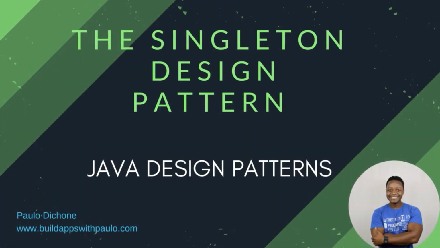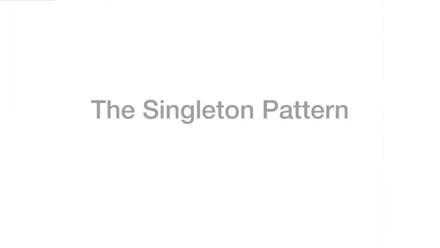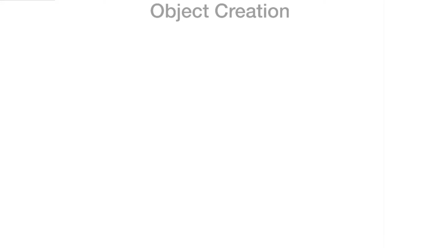Now let's go ahead and take a look at the Singleton pattern. To understand this, let's go back to the basics of creating objects in Java. When we want to create objects in Java, what do we use? We use the new keyword. So in this case, if we wanted to create a Cheeseburger object, we would say Cheeseburger is equal to new Cheeseburger. So what are we doing here?